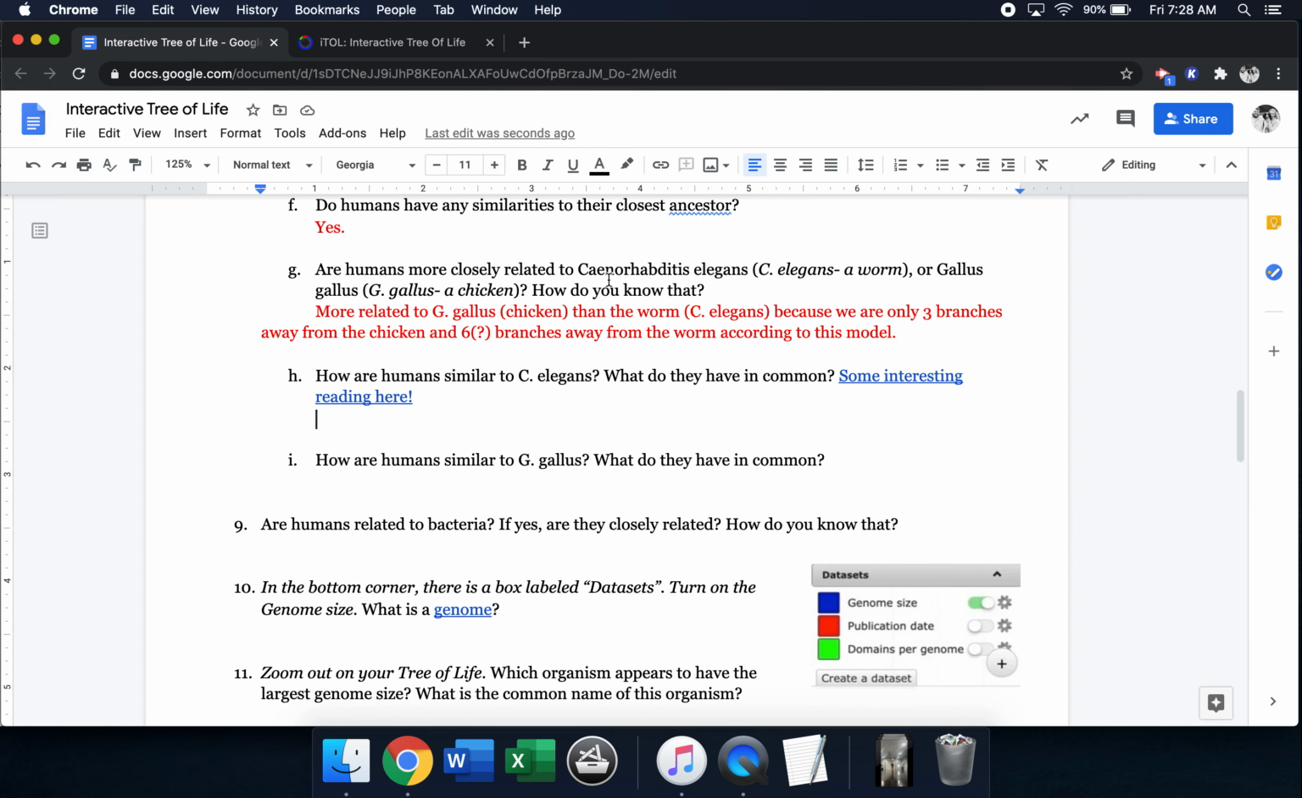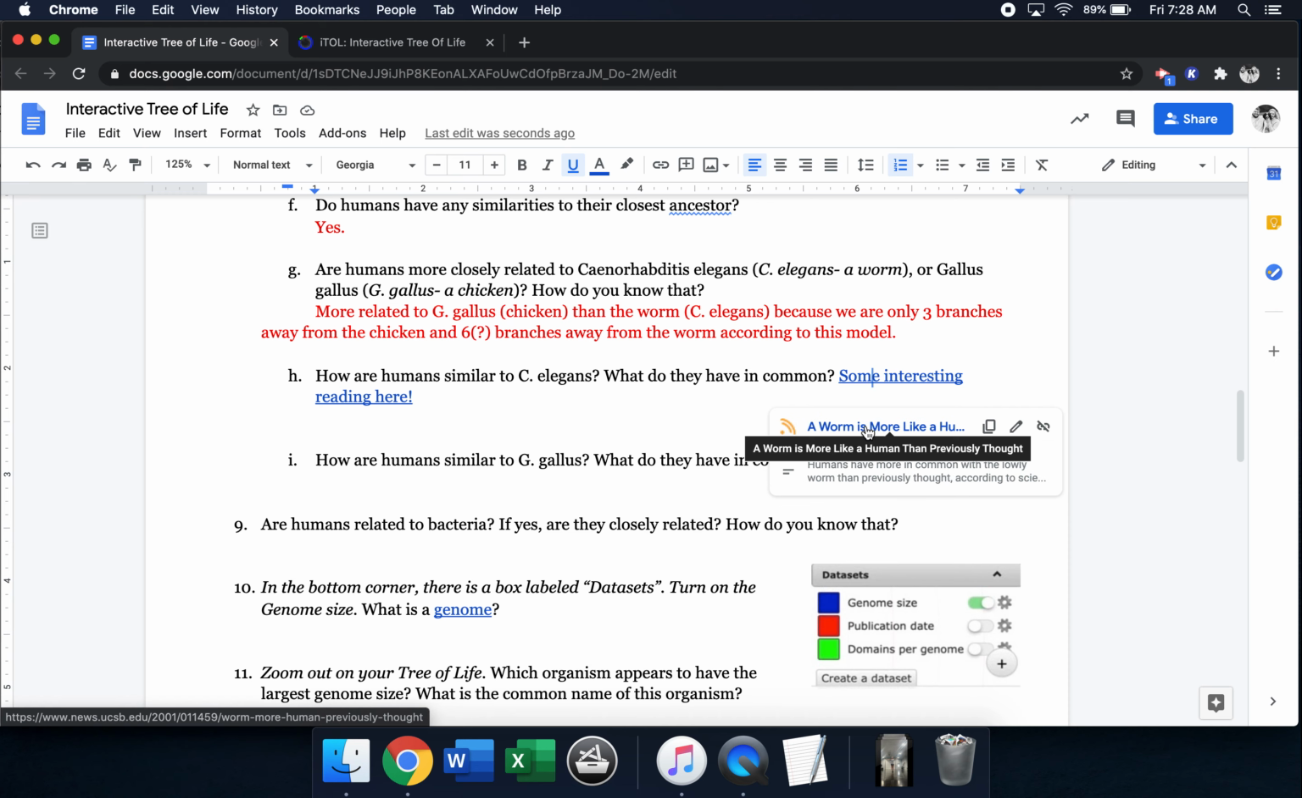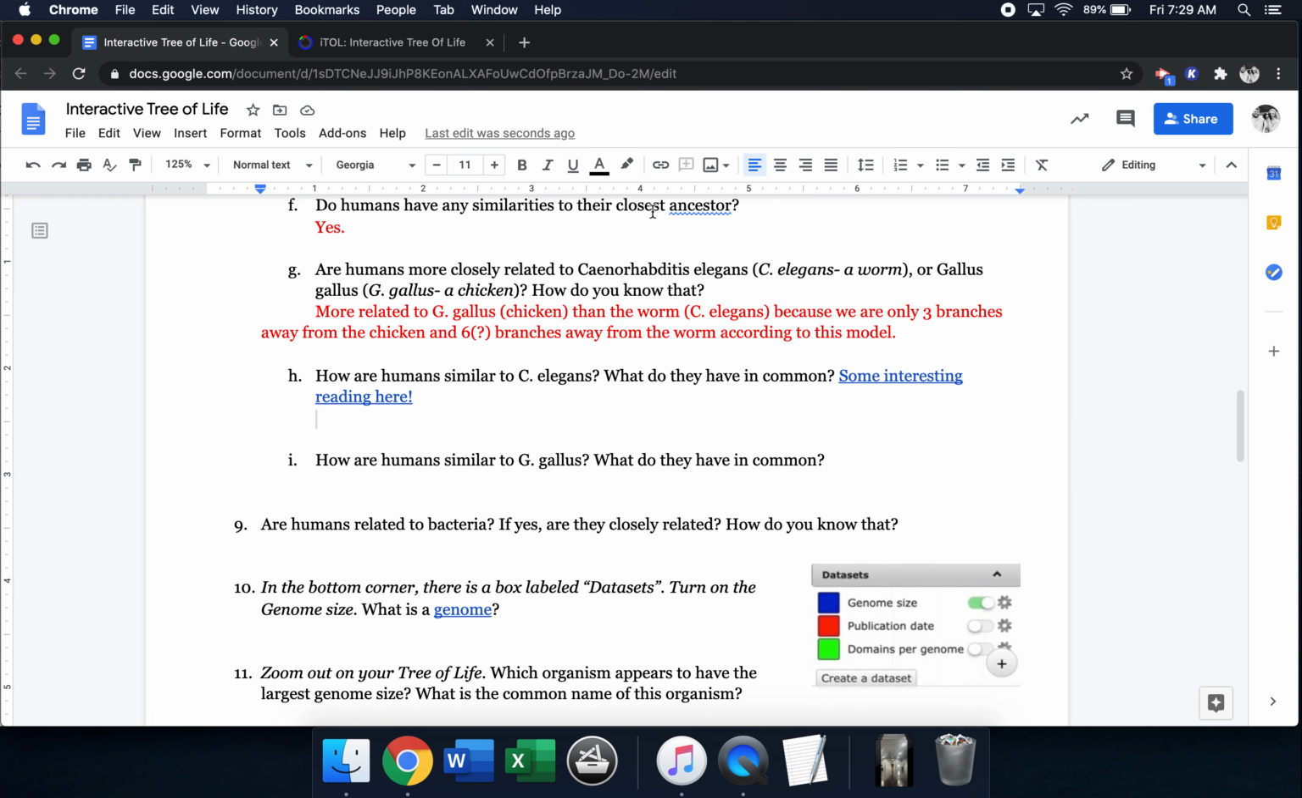So how are humans similar to the worm? This is the worm. What do they have in common? Here's an interesting little article here that's titled, "A worm is more like a human than previously thought." So again, I'm going to let you answer this on your own, but think about it. I would argue that humans are more closely similar to a worm than a tree. Why would I say that? What do worms do that trees don't?